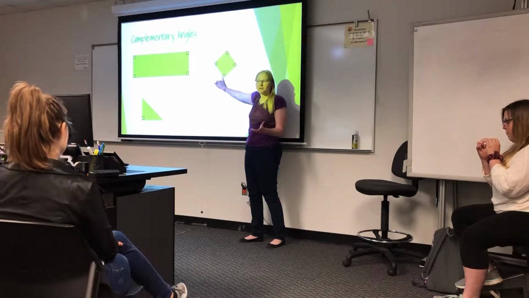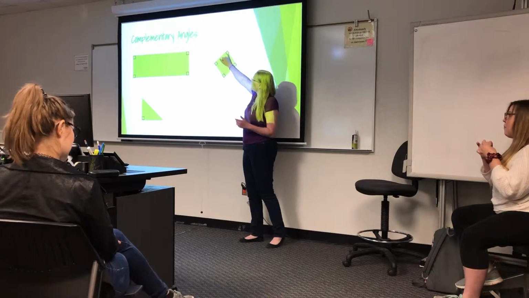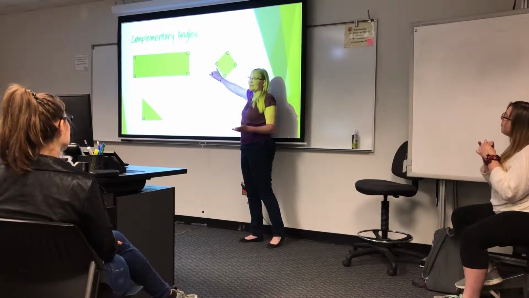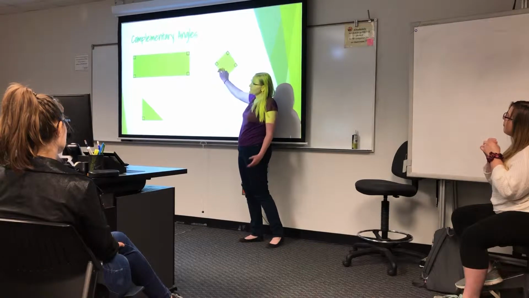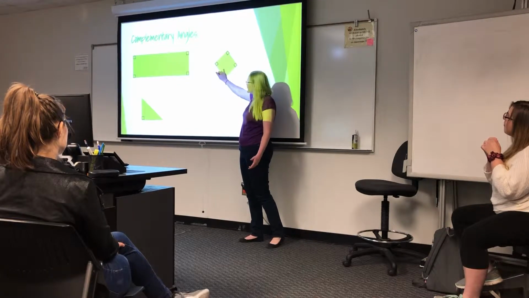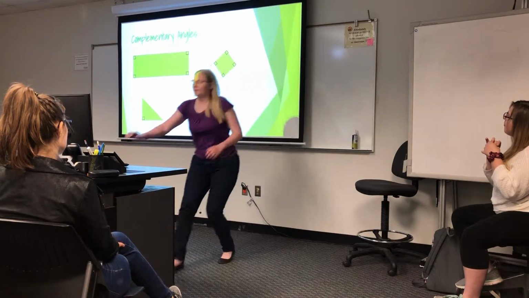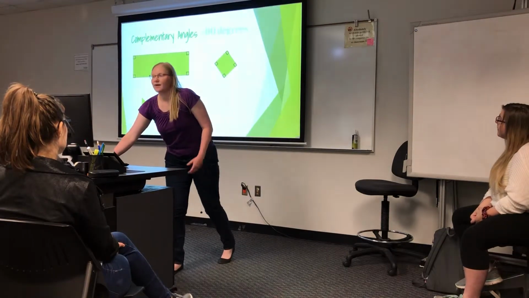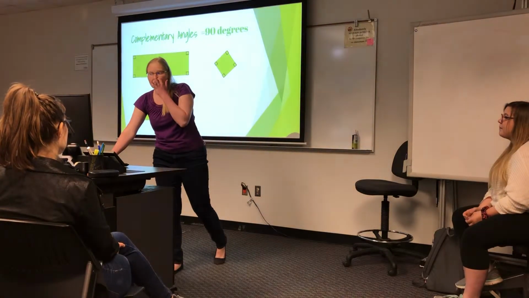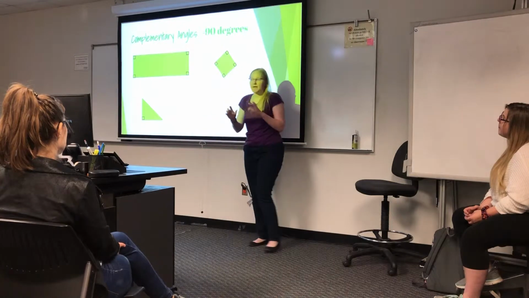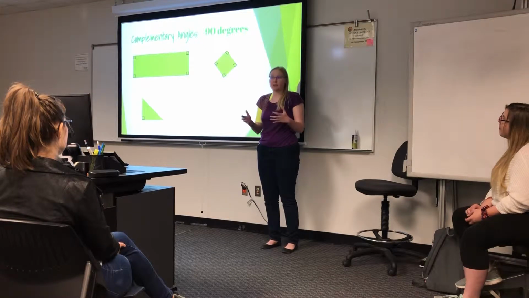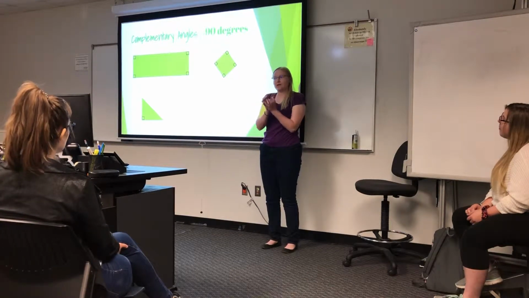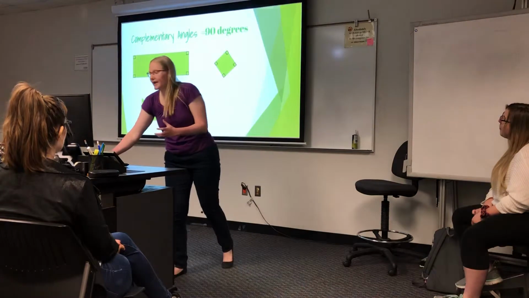So in a square, every interior angle is 90 degrees. 90 times 4 is 360. So if you add up all these angles, you get the total of 360. So complementaries, when you have angles that add up to 90 degrees, we call those, you could say two or three angles, complementary. When you add a certain number of angles together, you get the total of 90.